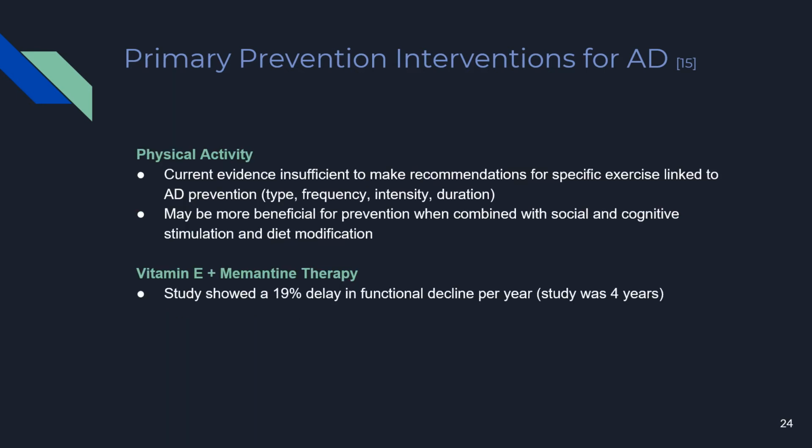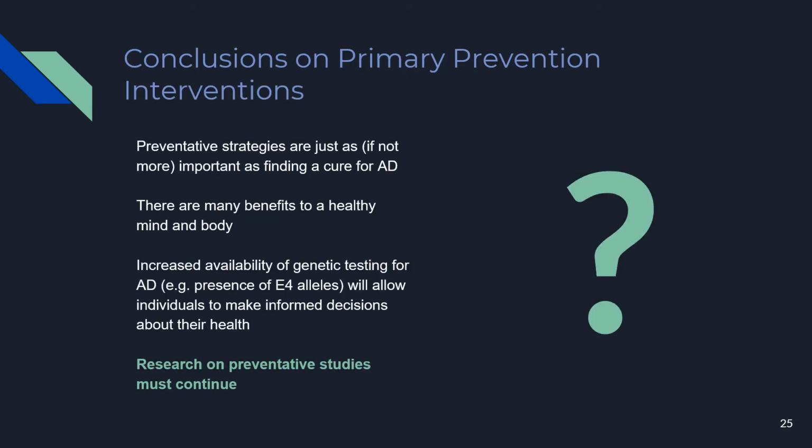Current evidence on physical activity alone is not enough to make recommendations on a specific exercise regimen that will decrease risk for Alzheimer's. However, exercise in conjunction with social and cognitive stimulation, as well as diet modifications, may be more beneficial for prevention. Vitamin E by itself showed no benefit in reducing risk of Alzheimer's, but when used in conjunction with memantine, there was a 19% reduction in functional decline per year over the 4-year period.